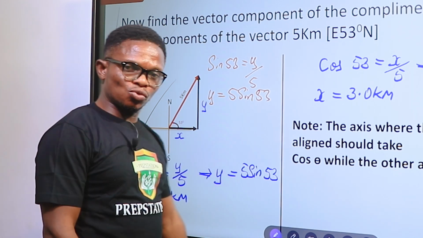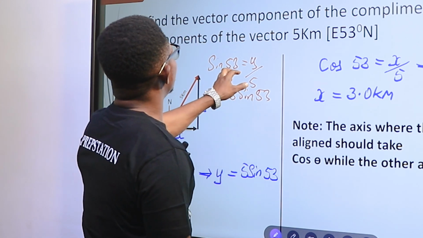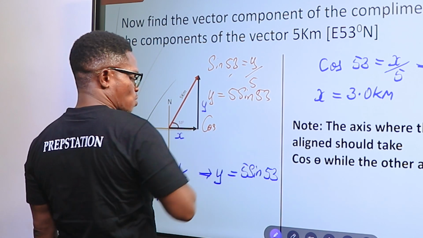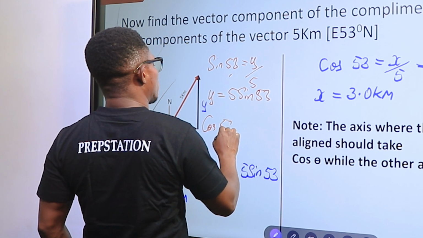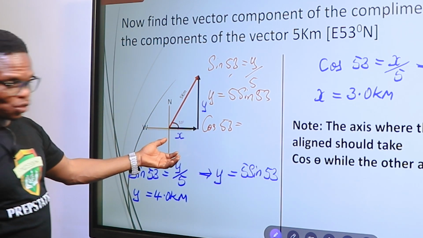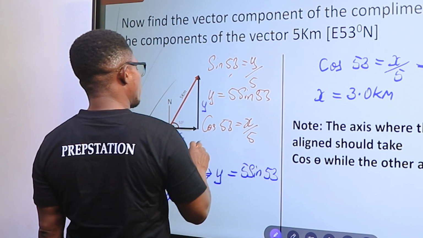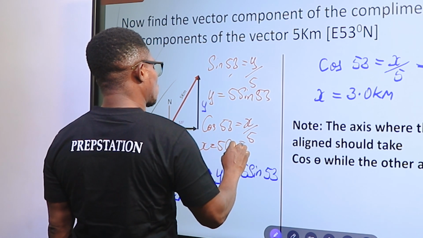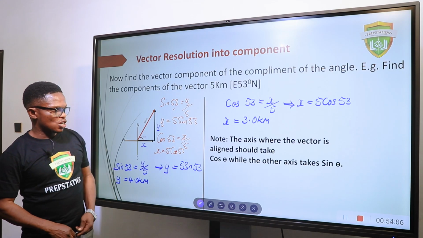The same applies to the other components. Since I've already used y, I will go for cos theta. Cos theta simply means adjacent over hypotenuse. Look at this diagram: the adjacent is x, so that will be x over 5. If you make x the subject of the formula, then you have 5 cos 53. And if you work that out, you get 3 kilometers.